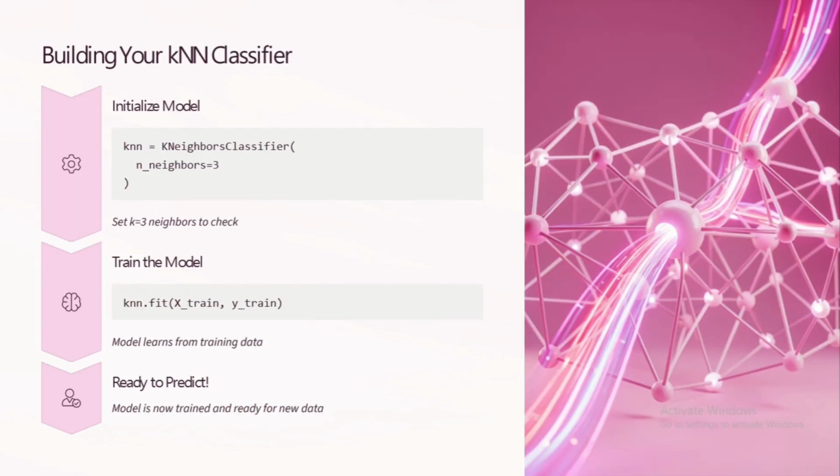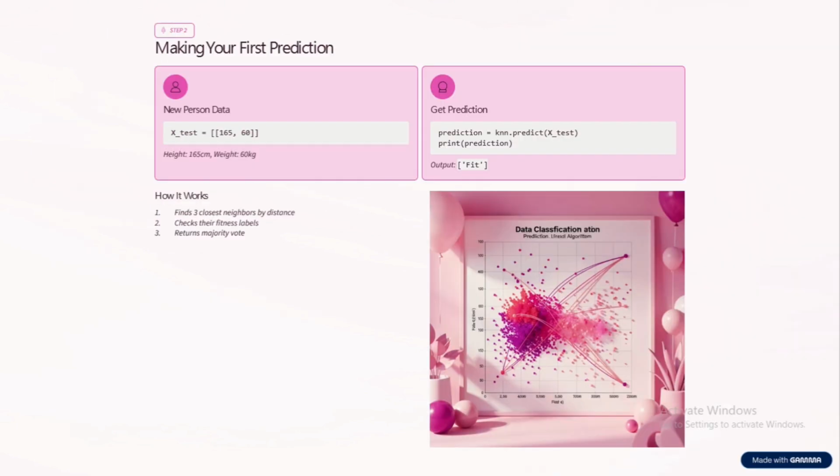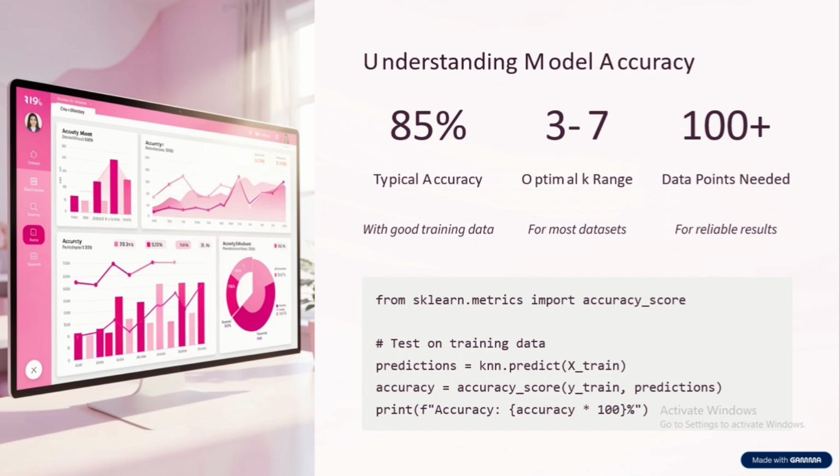Building your kNN classifier. Here we create the kNN model and choose k equal to 3. That means the model will look at the 3 nearest people before deciding. Making your first prediction. We give a new person's height and weight. The model compares it with nearby people and predicts fit or not fit. Understanding model accuracy. Accuracy tells us how often the model is correct. Higher accuracy equals better learning.